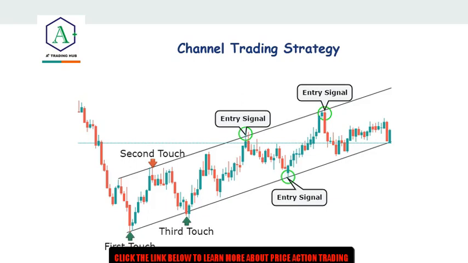It's very simple, and it's just for you to identify the first 3 touches, then plot your trend line, then watch out for those price rejections and price actions on the trend lines, then you take your entry.